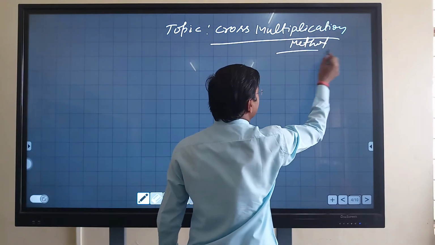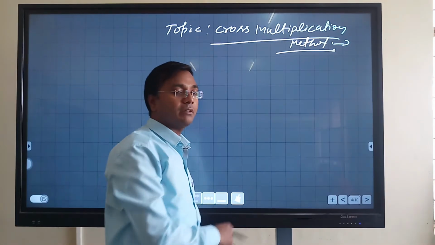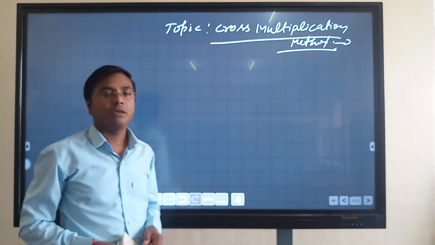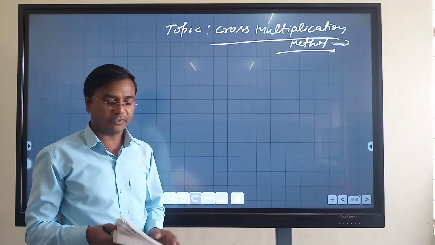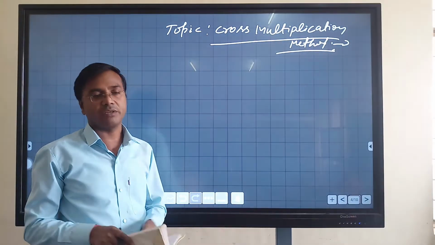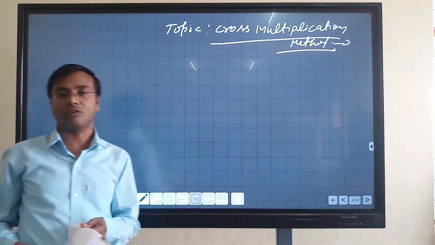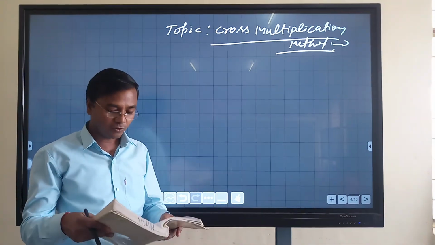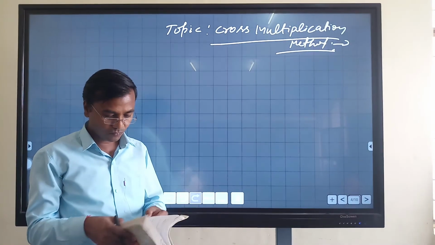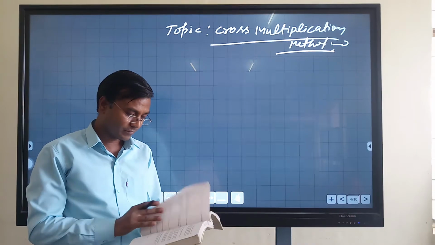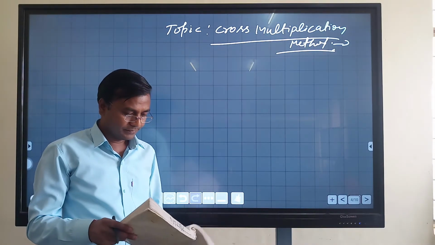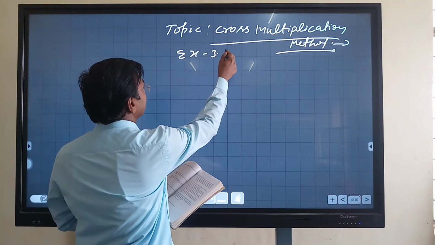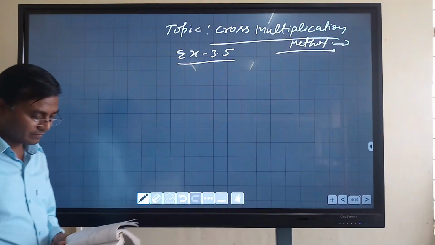So far how many methods have we learned? First, graphical method. Second, substitution method. Third, elimination method, and the last is cross multiplication according to your syllabus. Not last, there are as many methods of solving linear equations in two variables. But in class 10th we have to use only these four types. So exercise 3.5. Let's see the question directly.